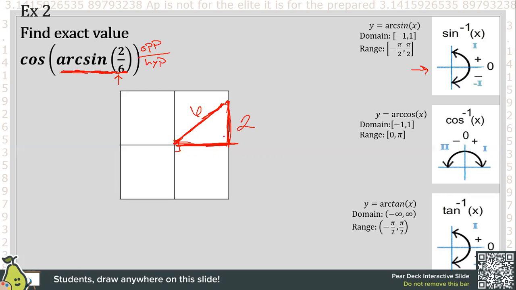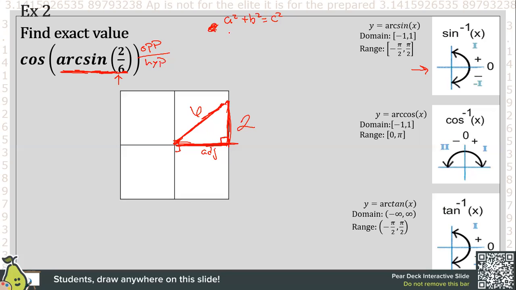Okay. Keep in mind, we are working with a right triangle, so therefore to find the missing side, in this case my adjacent, I should be able to do it with the Pythagorean theorem. So I should say, let's go ahead and say a squared plus b squared equals c squared.